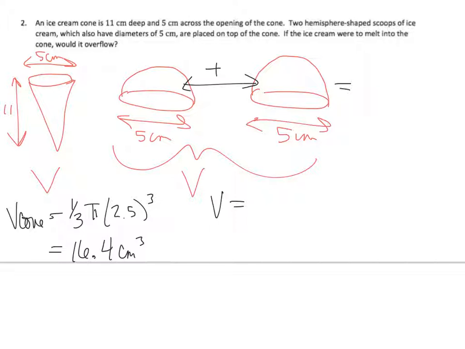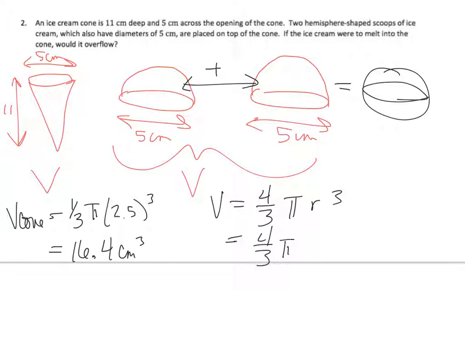And then my volume here, I've got 2 hemispheres. Can I add that together and get 1 sphere? I'm going to. So 4/3 pi r cubed. 4/3 pi times 2.5 cubed. So 2.5 cubed times pi times 4 divided by 3. I have 65.4 centimeters cubed.